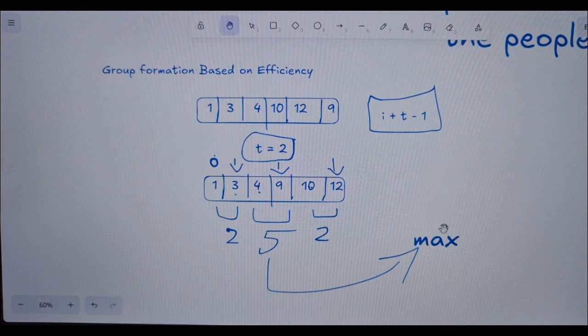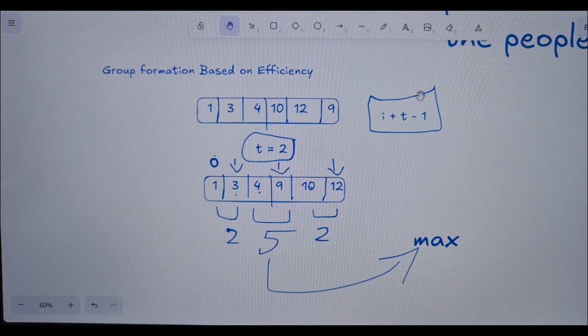That is the maximum. So here the catch is we have to find the index of the ending of each group. See, this is one group, this is one group, this is one group. So for each group you have to find the ending index. Here it is 1, here it is 3, here it is 5. So we have to find that. For finding that, we have one formula, that is i plus t minus 1. By making use of this, we will calculate the ending index of each group.